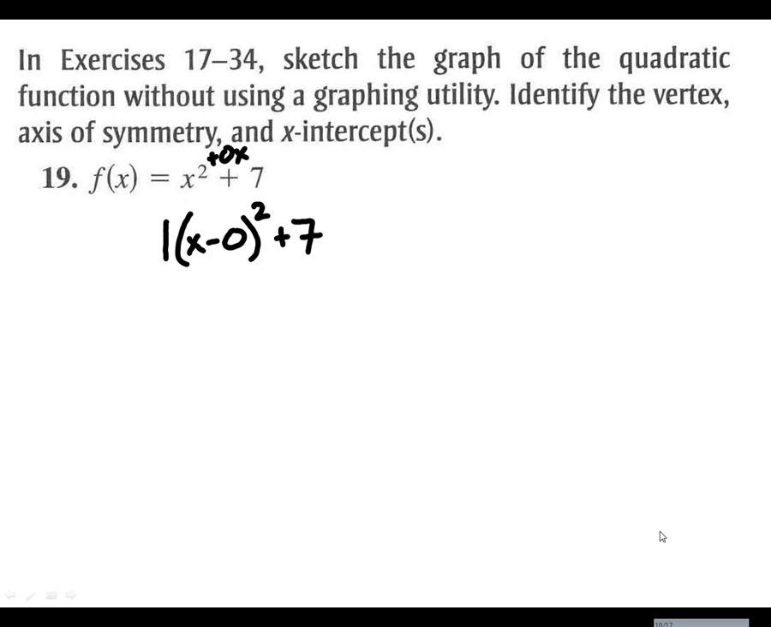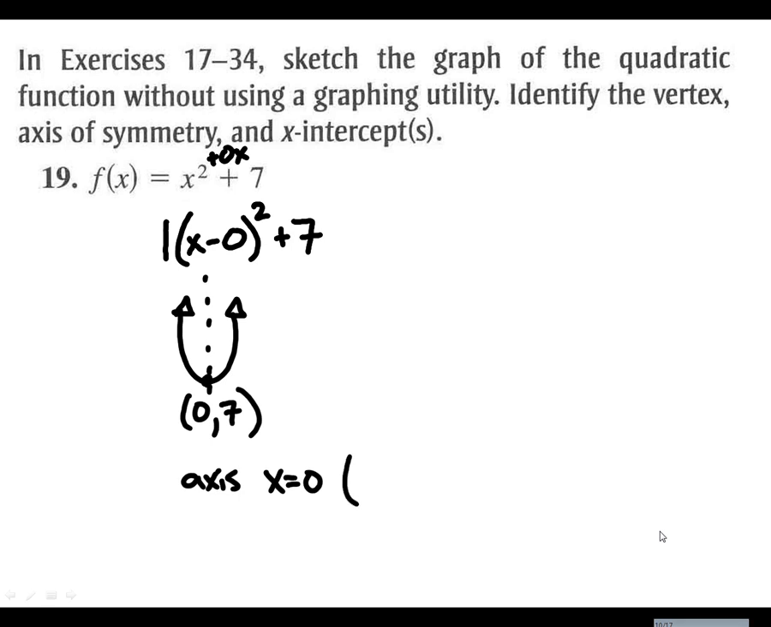On this one, we know right away that our parabola opens up. We know that our vertex is at 0, 7. And we know the axis, the line running right through the middle, is x equals 0, otherwise known as the y-axis.